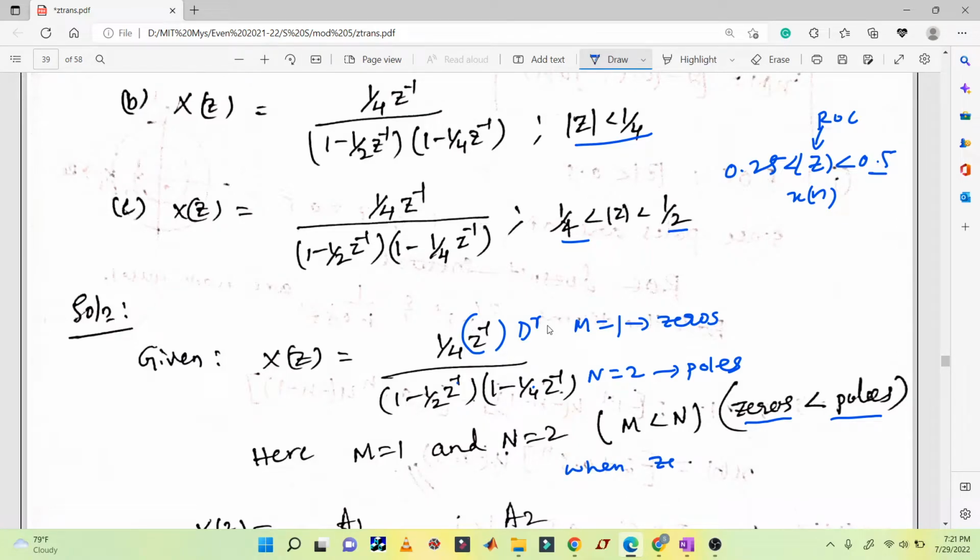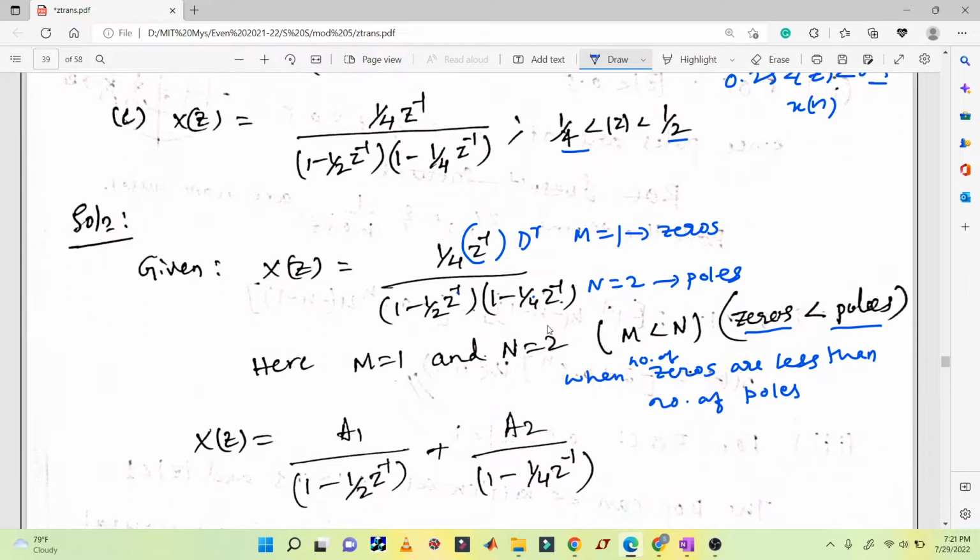When the number of zeros is less than the number of poles, we can directly apply the partial fractions.